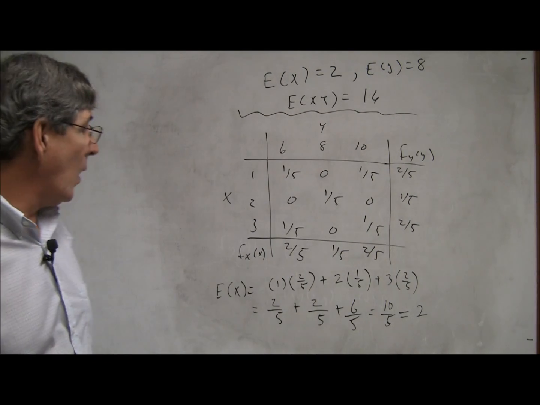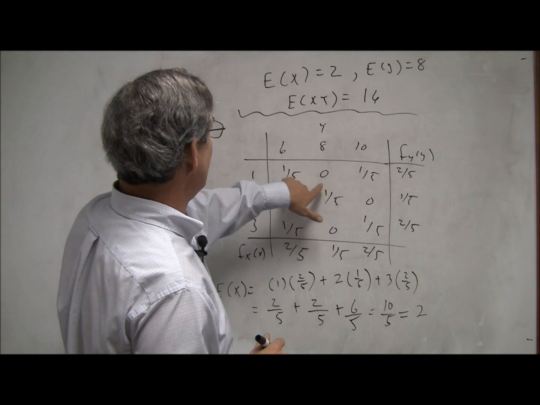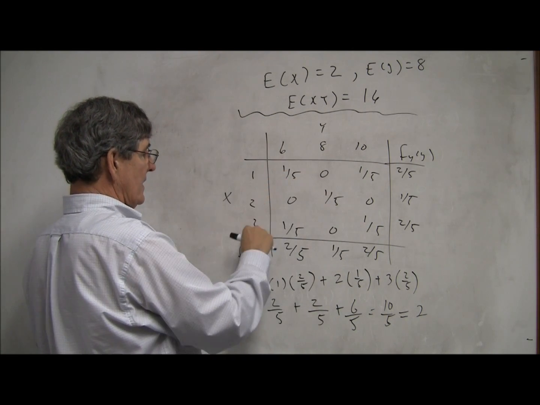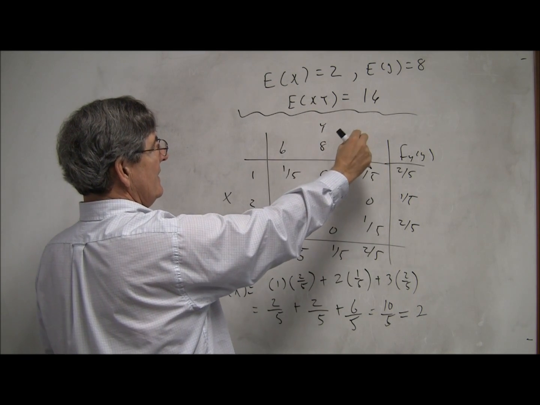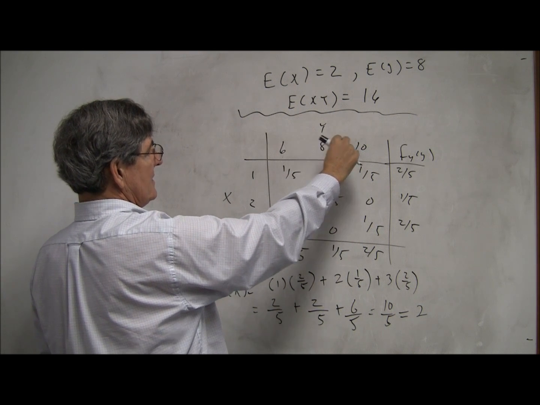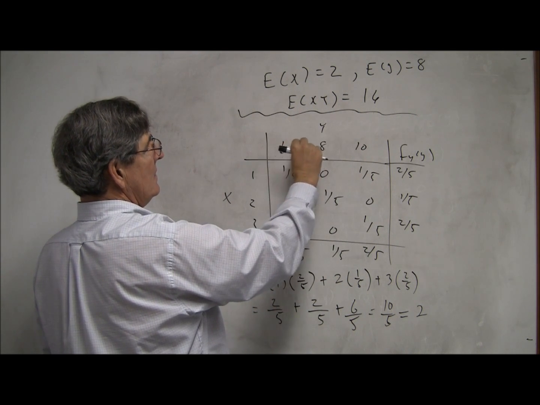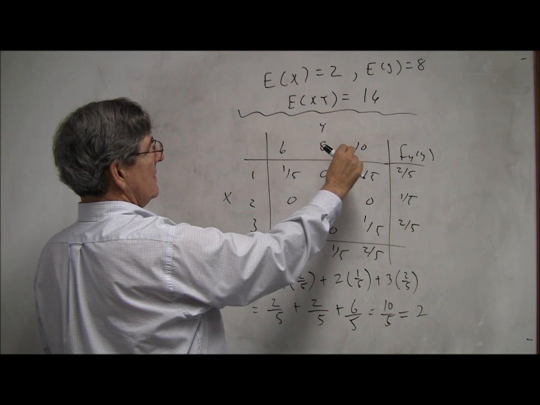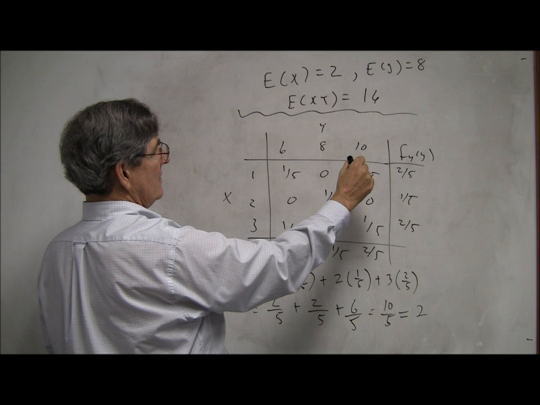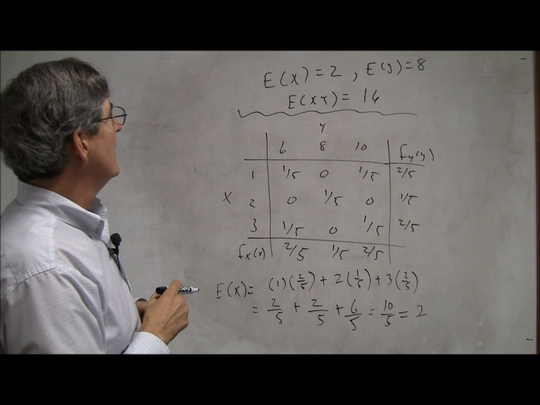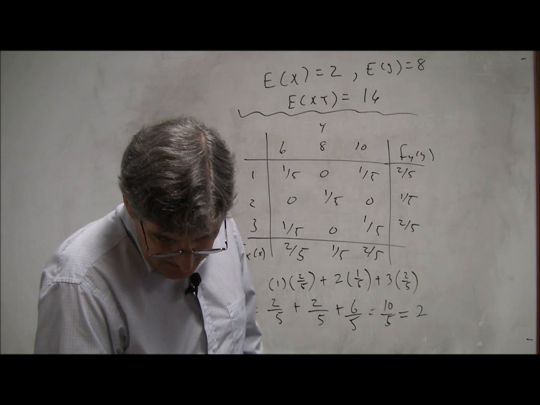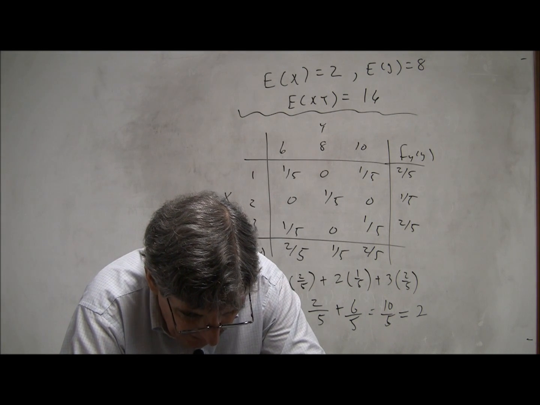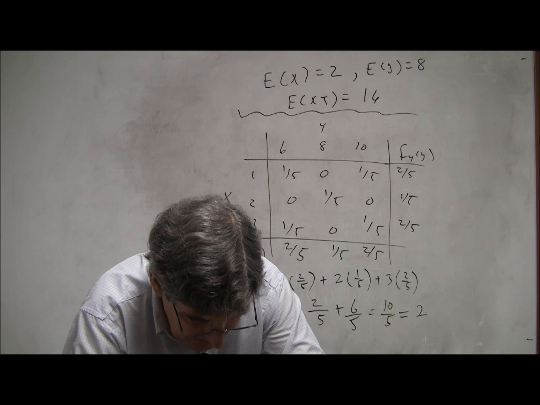To get the expected value of y, what would I do? I would take 2/5. There's two ways it could be 6, when x equals 1 and x equals 3. So it's 2/5 times 6 plus 1/5 times 8 plus 2/5 times 10. That's 12 plus 8 plus 20. Did I do that right? Yeah. And then you'll get the right value there. And so in this case, you can figure out what the expected values are.